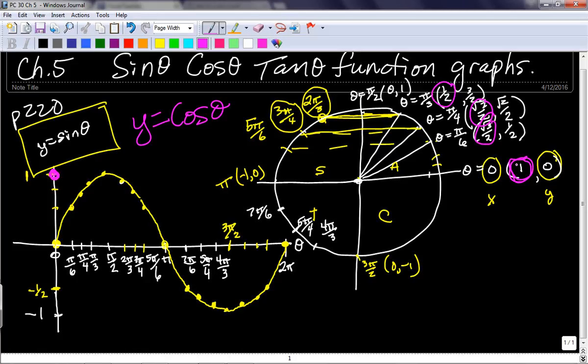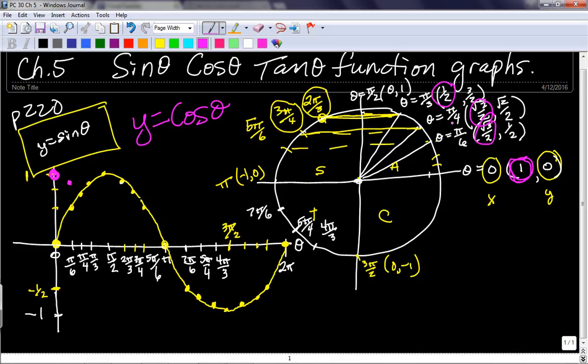Okay? And as we move around, so from 0, as theta gets larger and we're going around towards 2 pi, let's follow these values. Positive root 3 over 2. Well, we said the positive root 3 over 2 was 0.866. So it's right here, same level as this one over here. So there's our first point. Pi over 6 is this root 3 over 2 right here.